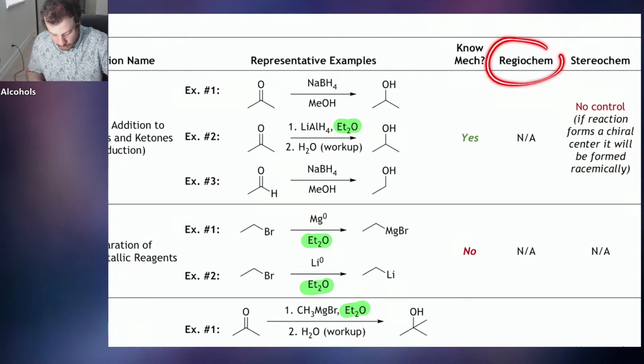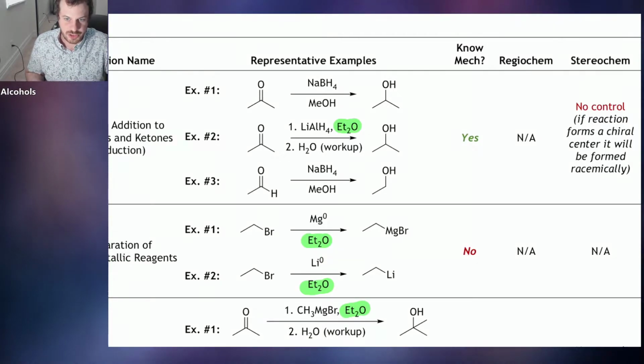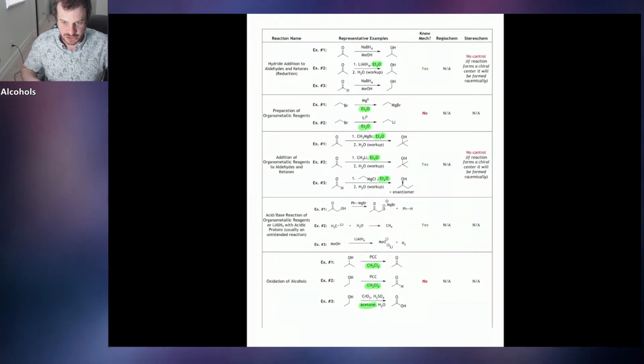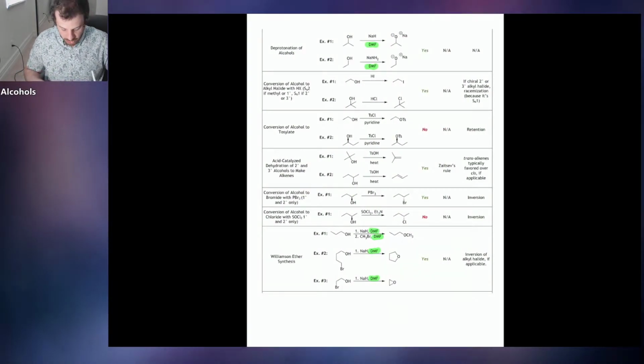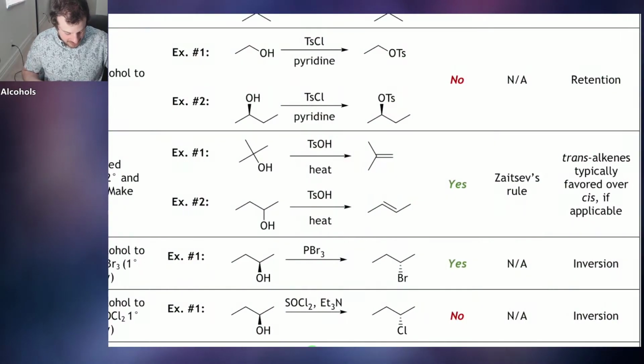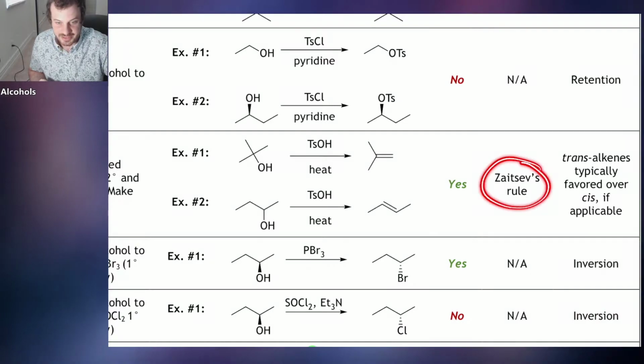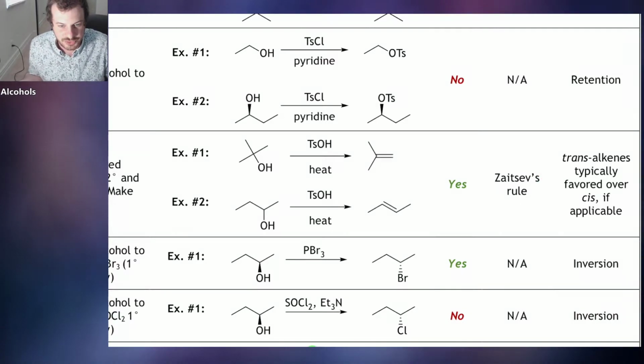There's also a column called regiochem. Most of the reactions we've learned this week have no regiochemistry preference. We'll talk more about what exactly regiochemistry is next week, but it's things like Zaitsev's rule. So there's actually only one reaction in this whole handout that has an entry in the regiochemistry column, and it is the dehydration of alcohols reaction, which is an E1 reaction, and it says Zaitsev's rule, which just means that we're going to make the most substituted alkene. So don't worry too much about the regiochemistry column for now.